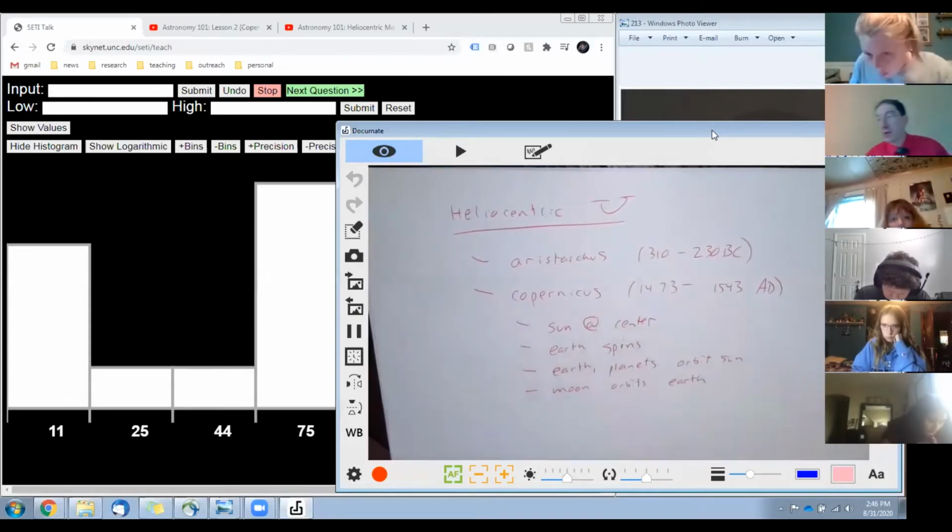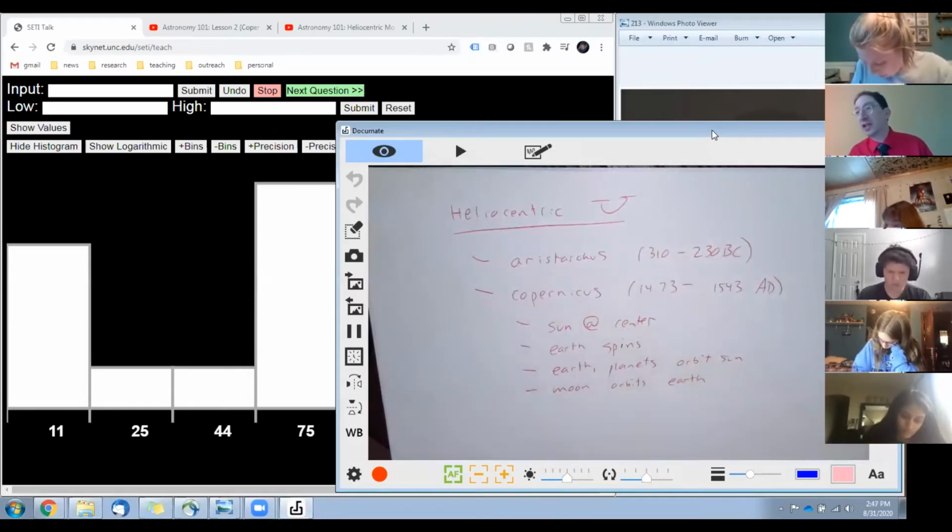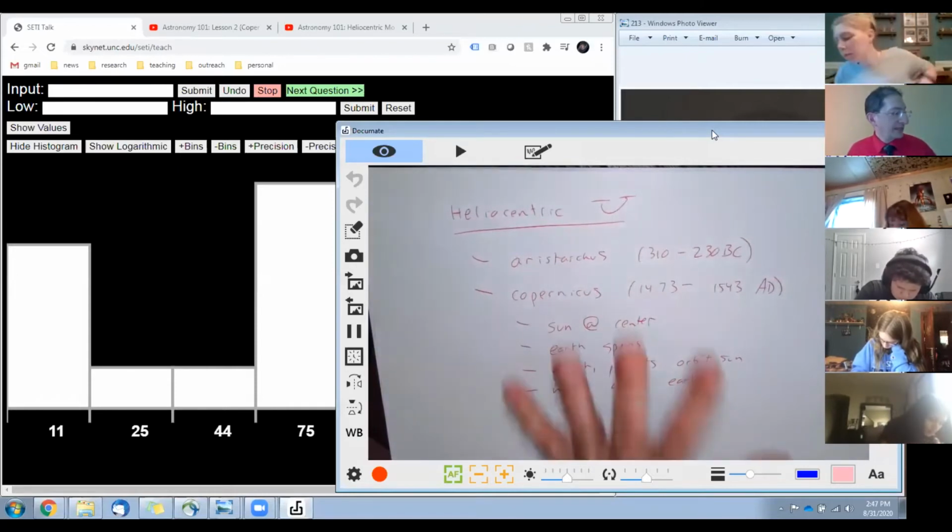In the geocentric model, everything goes around the Earth. Earth is the most important thing in the universe, hence everything must go around us. But in the heliocentric model, the planets go around the sun, but you can have moons go around planets. Okay. So that's the basic model.